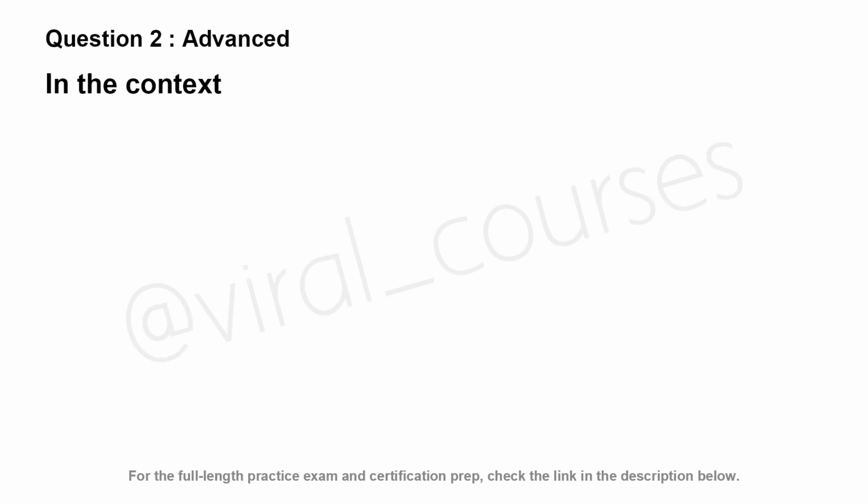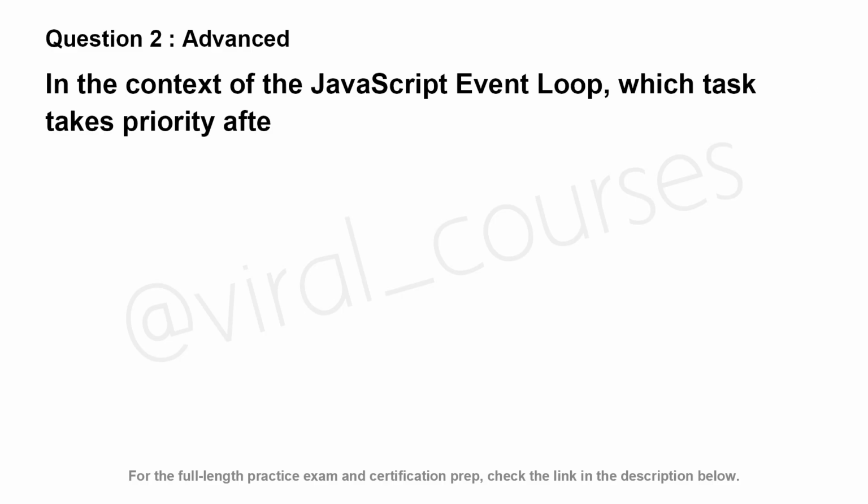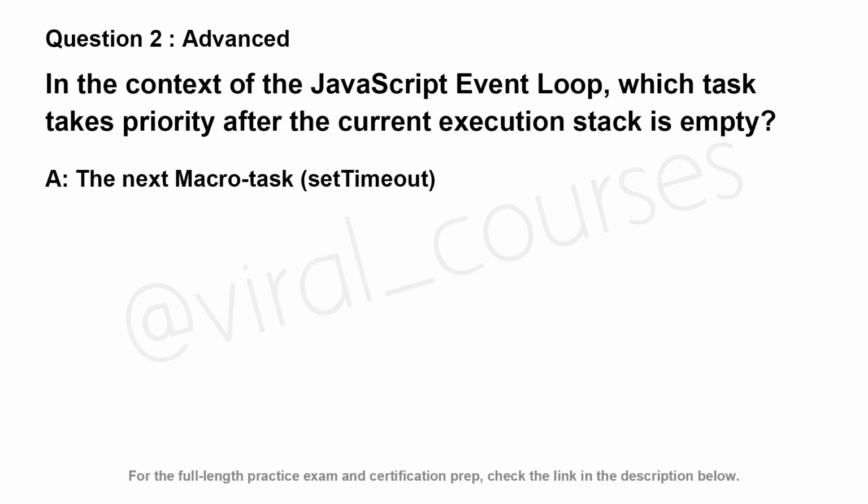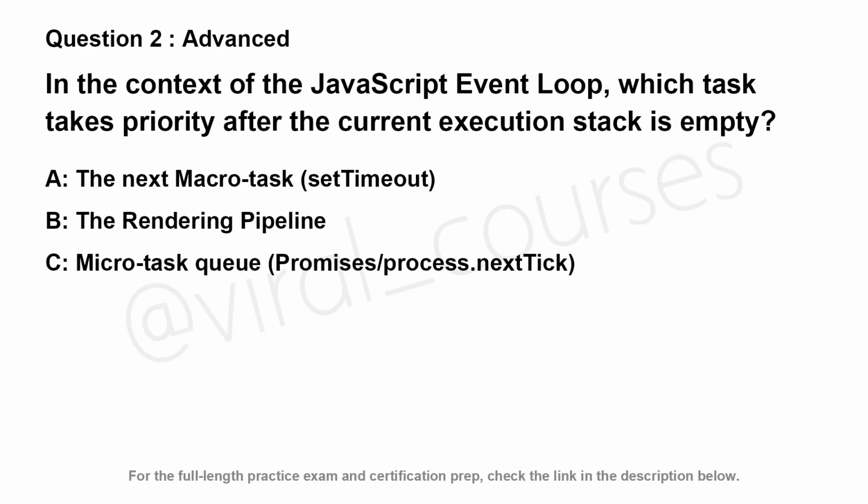In the context of the JavaScript event loop, which task takes priority after the current execution stack is empty? Option A. The next macro task, setTimeout. Option B. The rendering pipeline. Option C. Micro task queue: Promises, process.nextTick. Option D. The network I/O queue.